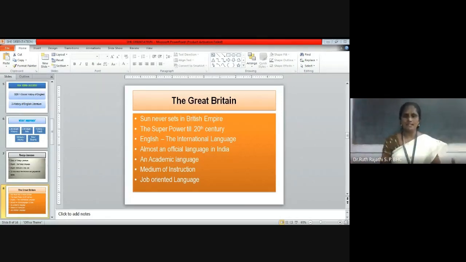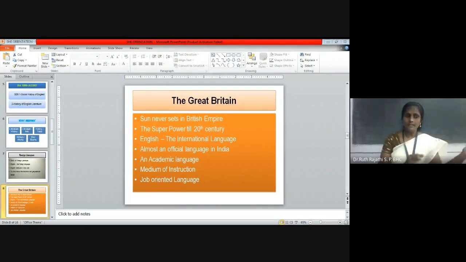BA English Literature. "The sun never sets in the British Empire" is a very famous saying, I told you, and this nation is a superpower nation. England is considered to be the superpower nation, right? Until the mid 20th century, this nation was a superpower nation.